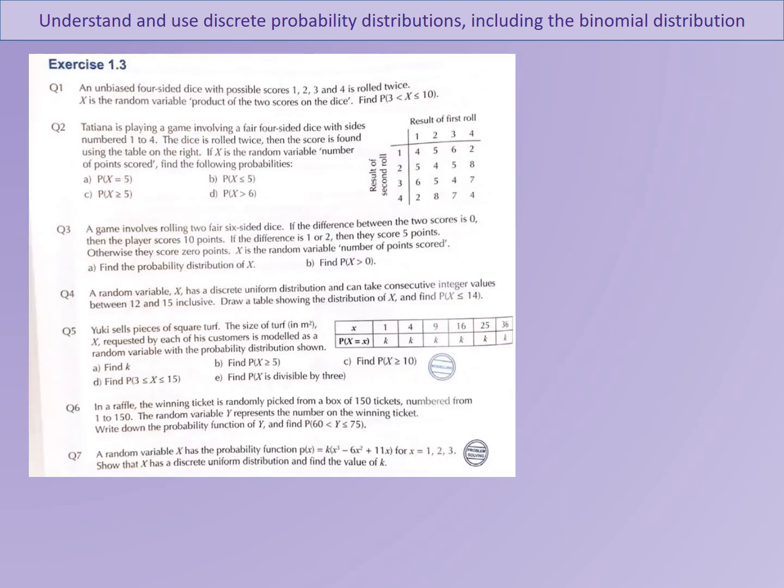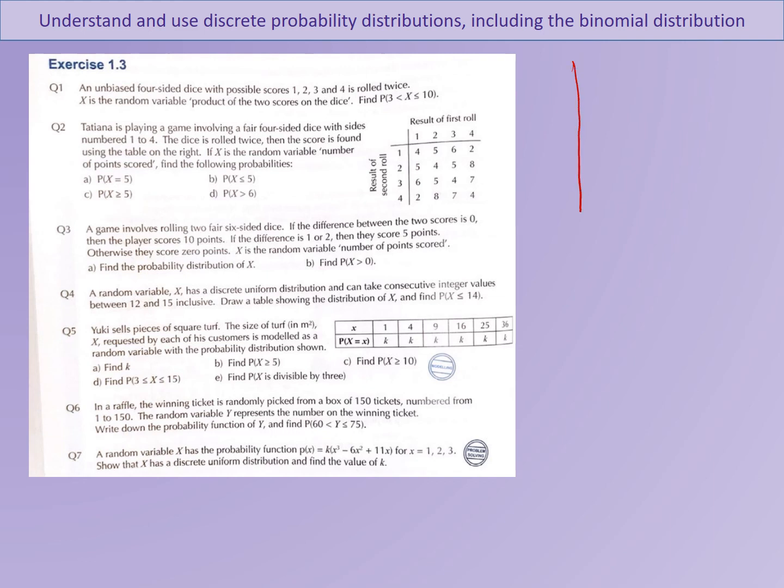In exercise 1.3 on page 184, the questions are getting a little bit more involved again here, so there's a little bit more working out before you start looking at answering some of the questions. So I'll give you an idea with question 1. It says you have an unbiased 4-sided dice with the scores 1, 2, 3 and 4, and the dice is rolled twice. The event x, the discrete probability distribution, is the product of the 2 scores on the dice.